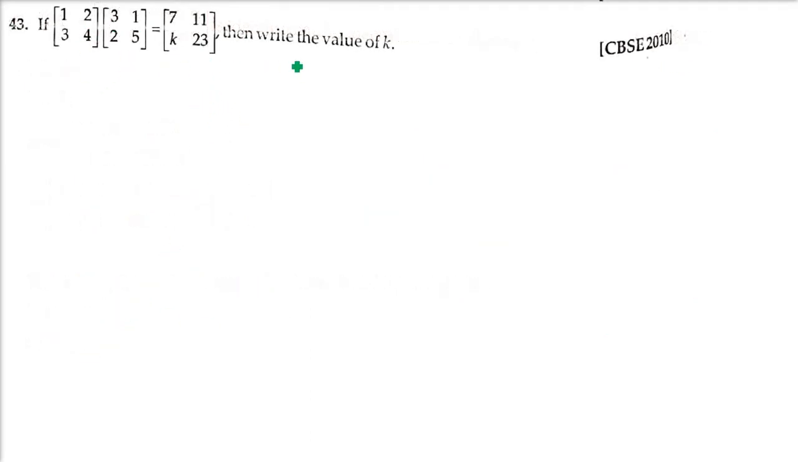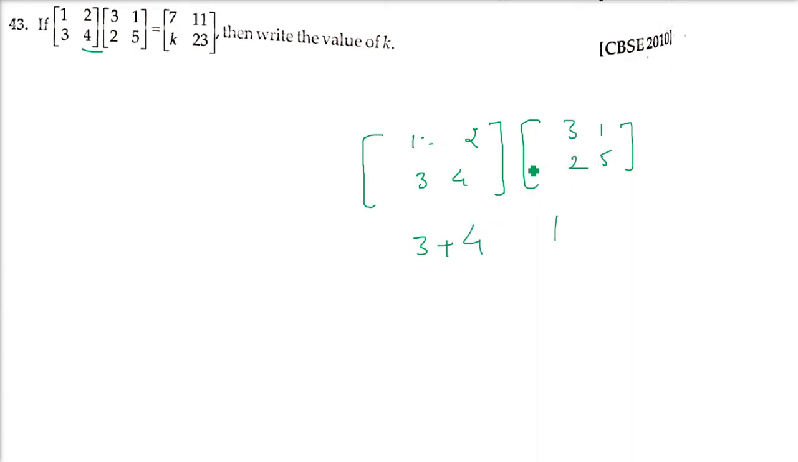Okay. So you have to find out the value of k. So just multiply them. So let us multiply. 1, 2, 3, 4. This is going to be 3, 1, 2, 5. So multiply 1 with 3. 3 ones are 3. 2 twos are 4. Then 1 into 1 and 5 twos are 10.